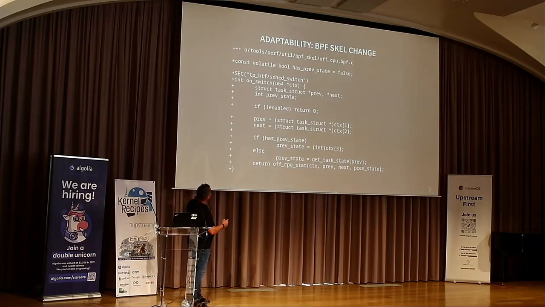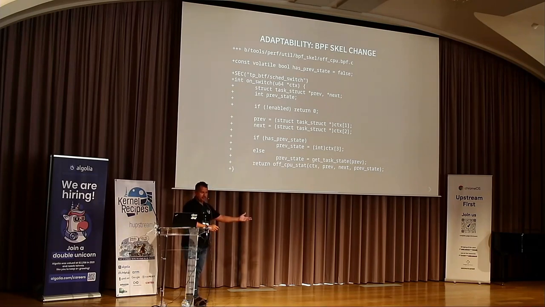it will do this. This is the BPF program that hooks into the sched switch BTF trace point, and then it receives this context, and in this context, if it has prev state, then I can use the fourth argument. If not, I will have to use this BPF helper and call get task state for this specific thing. So if there are four arguments, I'm going to use this because it's already passed. If not, I'll use something which is more costly. And then this program, perf, will work with this BPF-based off-CPU profiling on systems with the two kinds of trace points.